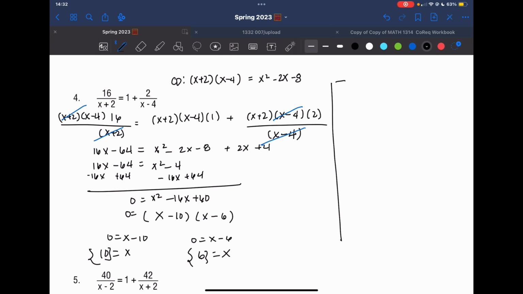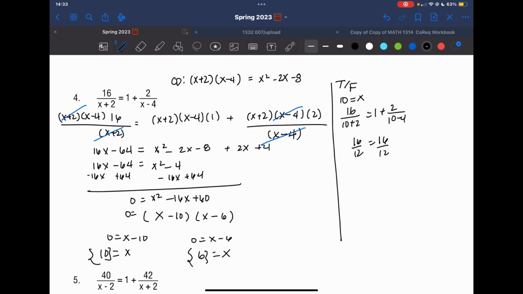We're looking for truth. Remember, we're checking our math. We're not creating new solutions. So for 10, and we're solving for x, 16 over 10 plus 2 equals 1 plus 2 over 10 minus 4. So in this case, we get 16/12 equals 16/12. So that's a solution.